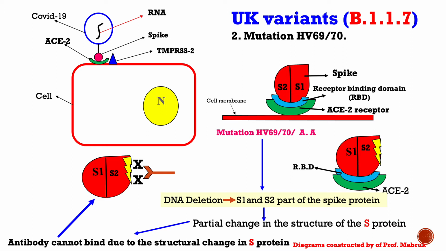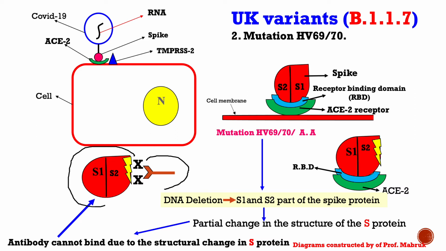As you see it here, antibody cannot bind due to the structural changes in the S protein. So subhanallah, structural changes in the spike protein due to this deletion, which resulted in substitution in amino acid number 69 and 70, resulted in structural changes in the spike protein of the coronavirus COVID-19, so that neutralizing antibodies cannot bind to the spike protein of the coronavirus COVID-19.